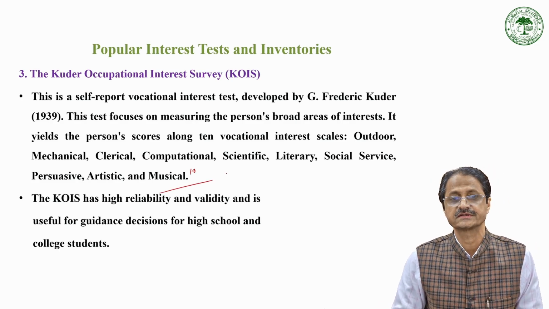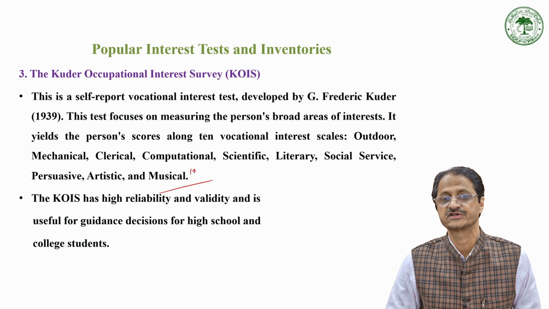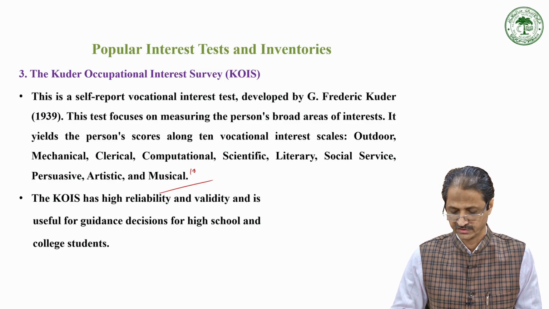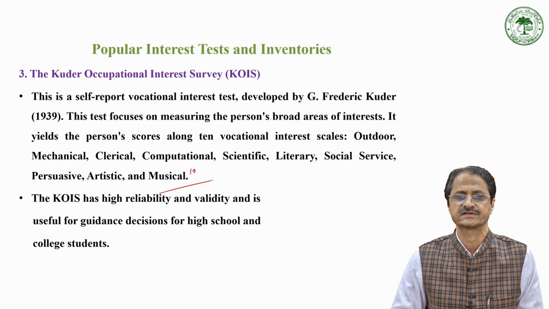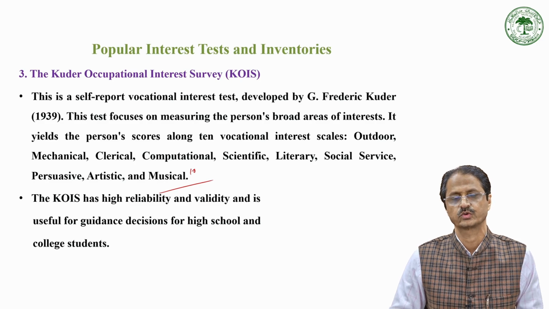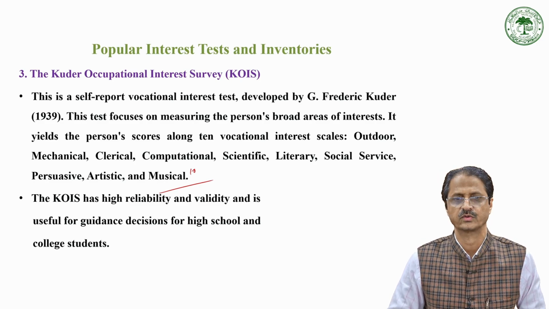The Kuder Occupational Interest Inventory has high reliability and validity and is useful for guidance decisions for high school and college students. So it can be conducted on high school students and can be applied at the college level of students. This makes it useful to cover quite a different range of ages of the students.